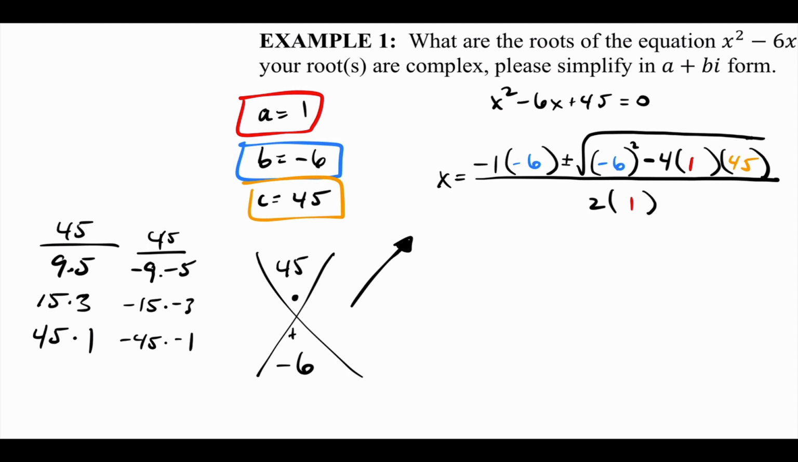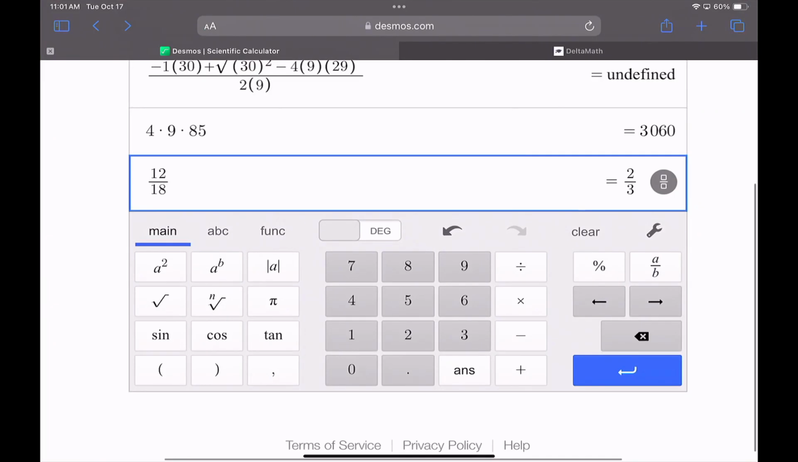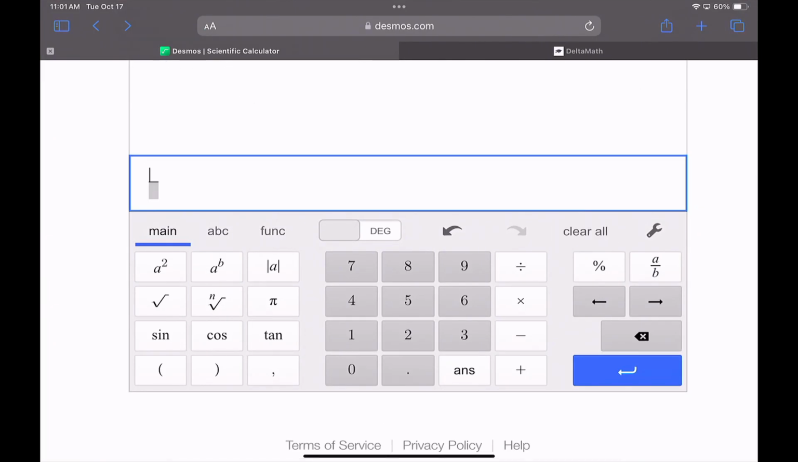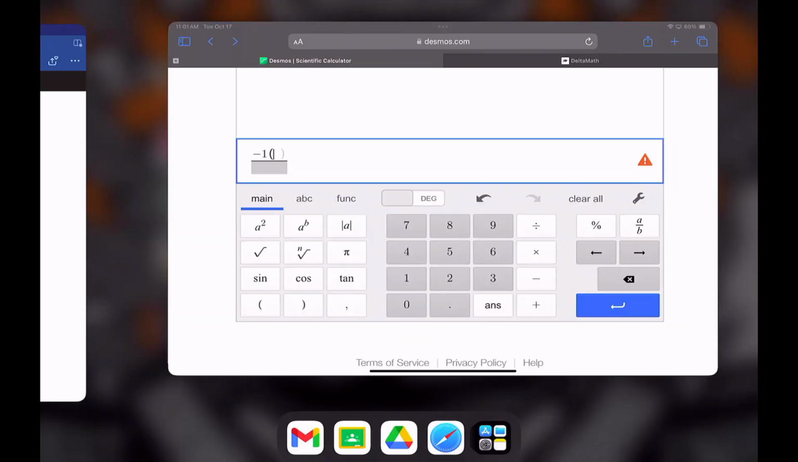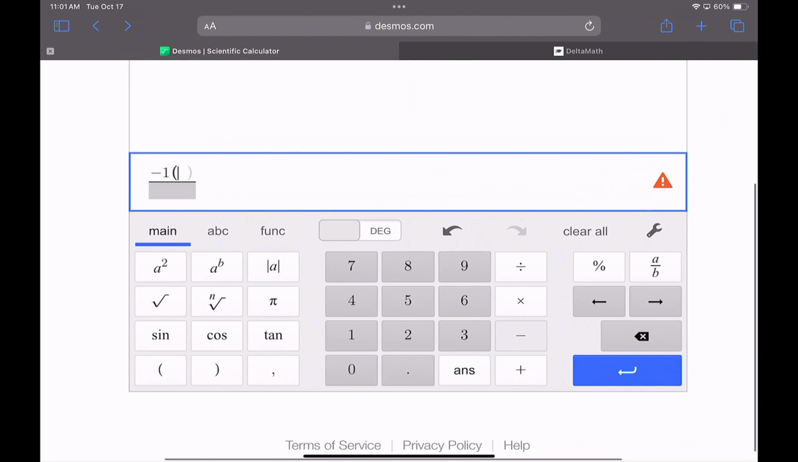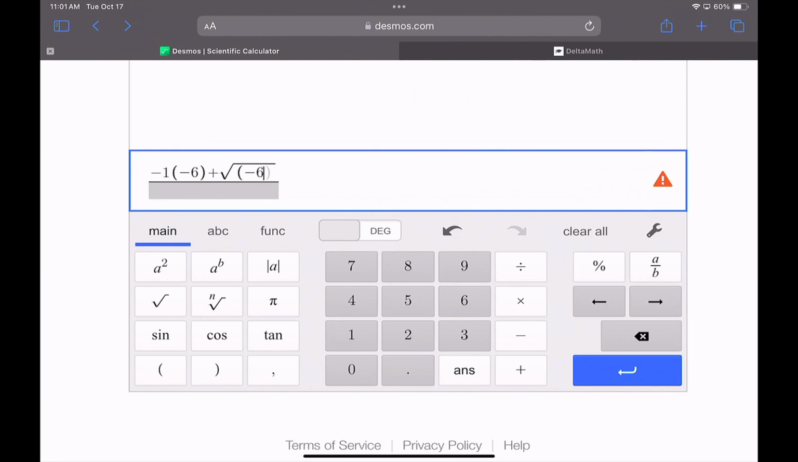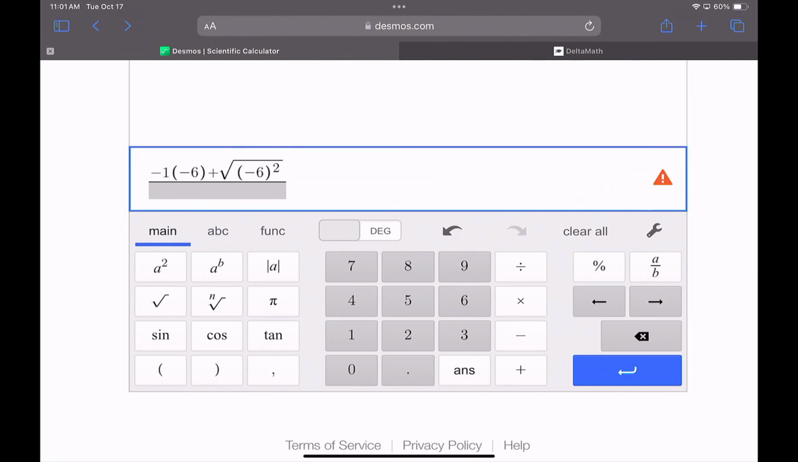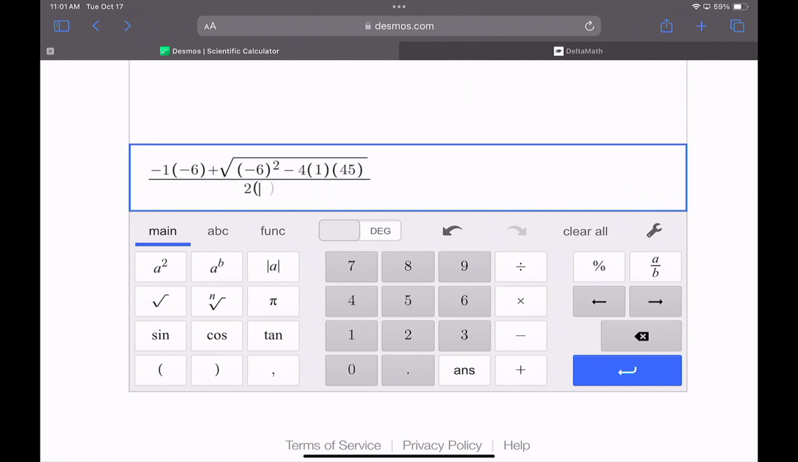And then last week, we just literally plugged that into the calculator. That's what we're going to do. We're going to plug this into the calculator and see what happens. So -1 times -6. We can't do plus or minus, so we'll do plus first and then minus second. Parentheses, -6 squared, because that was b, -4, a was 1, c was 45, over 2 times a.